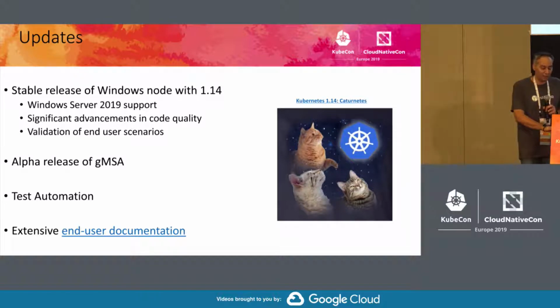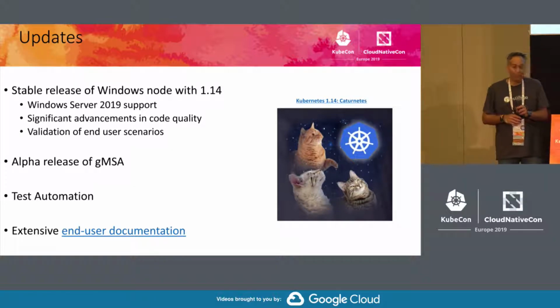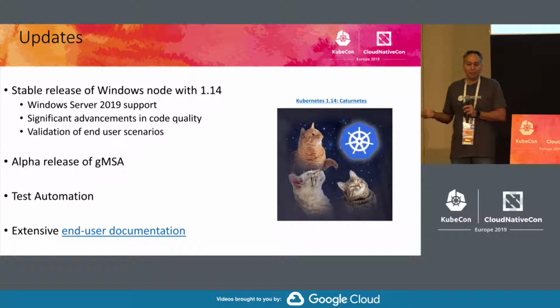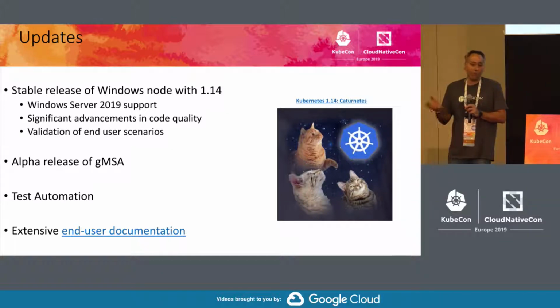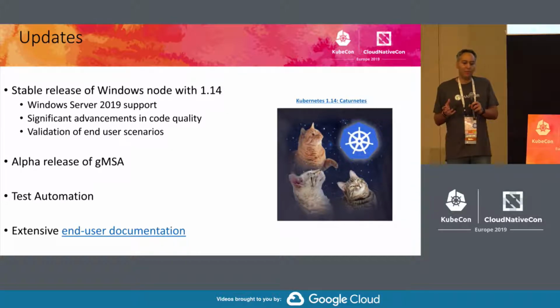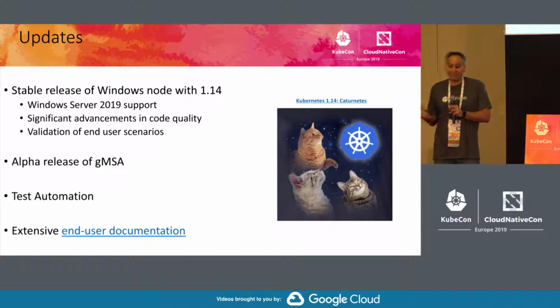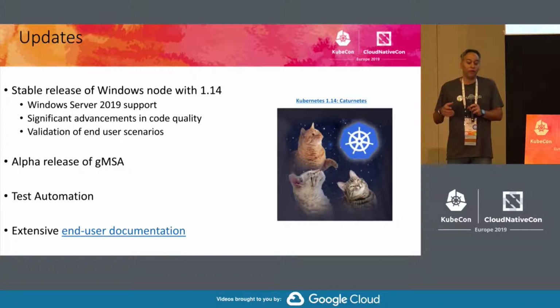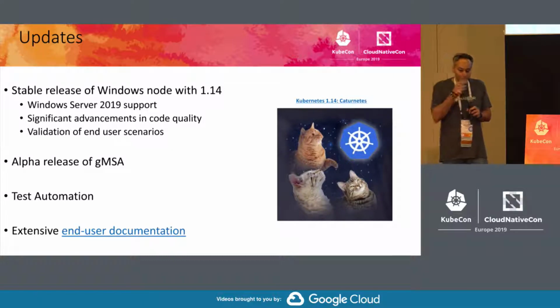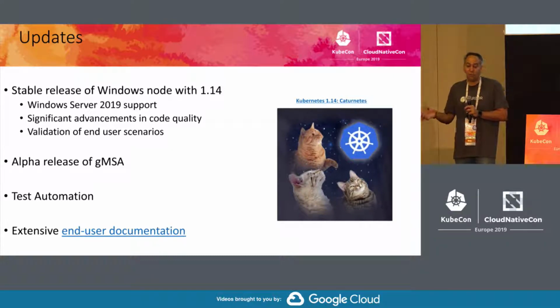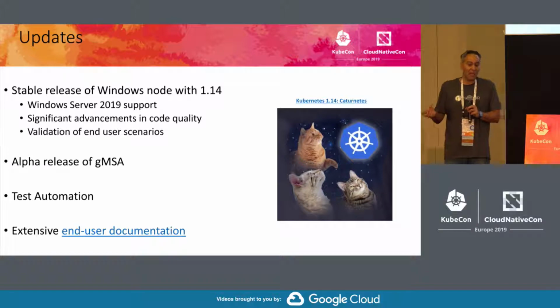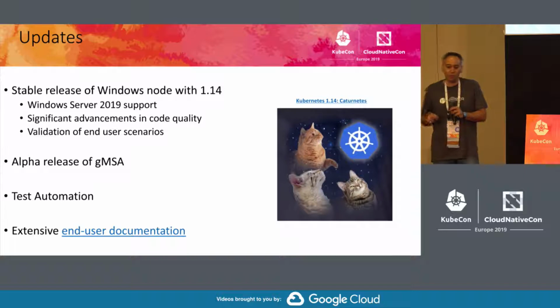In addition to that, in 1.14, we had the alpha release of the GMSA. GMSA is an acronym for Group Managed Service Accounts. Think of them as a way to provide an identity in Active Directory for your workloads running in Kubernetes. So now you can assign to your pod or to your container a GMSA that's managed by your AD administrator and assigned to the node where your container is running. And then any outgoing calls on the network from the container will carry that identity.